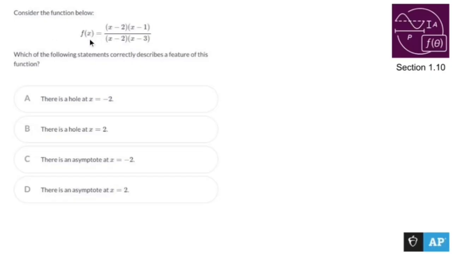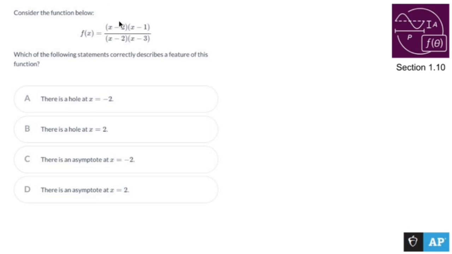Consider the function below. f of x equals (x minus 2)(x minus 1) over (x minus 2)(x minus 3). Which of the following statements describes a feature of this function? So let's talk about holes and asymptotes. Before I even look at the options, let's see: hole, asymptote.